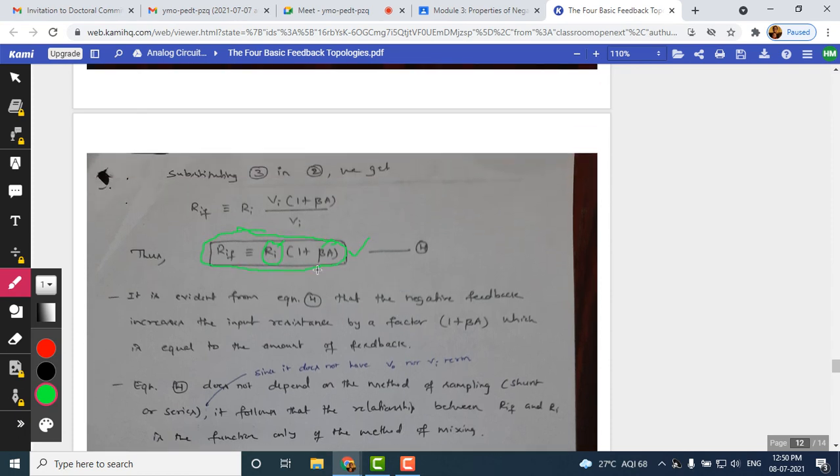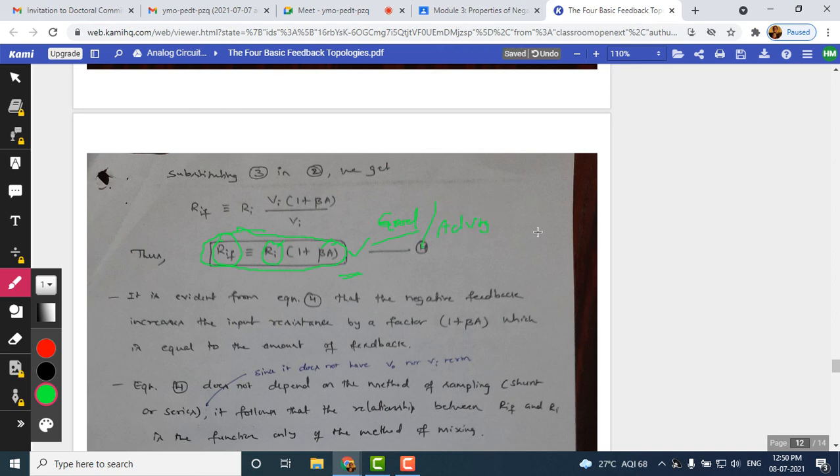I hope it is clear to you till this point, till the derivation of RIF in terms of RI. This equation shows that input impedance with feedback increases for an amplifier. Now, is it good or bad? For the feedback amplifier, if input impedance is increasing, obviously it is a good advantage for us. It's an advantage for an amplifier.